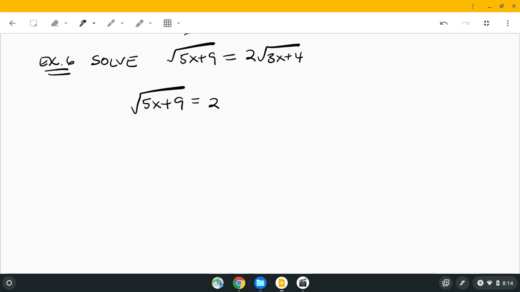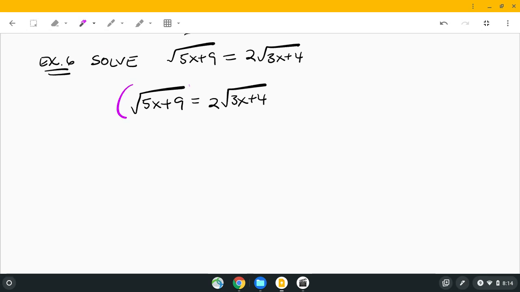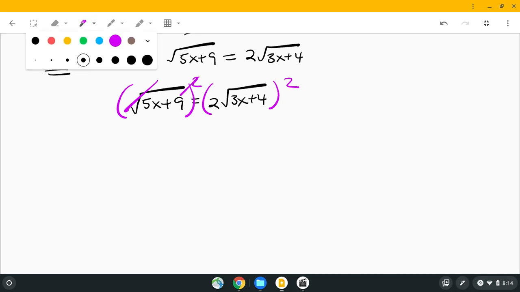Okay, so let's solve square root of 5x plus 9 equals 2 times square root of 3x plus 4. Let me write it down here. So here we have two radicals. This one is isolated, so I can go ahead and do my power. So I'll square that, and then I have to square the other side, and that will get eliminated.